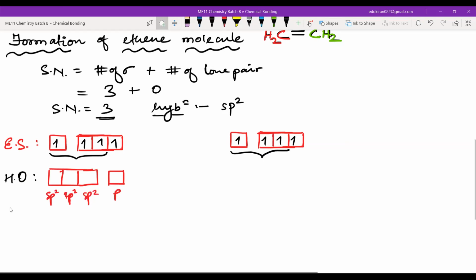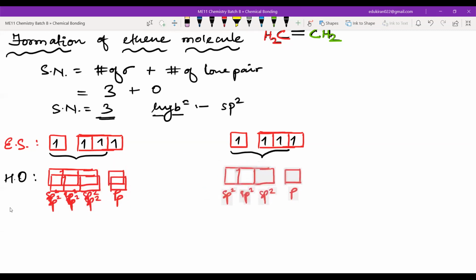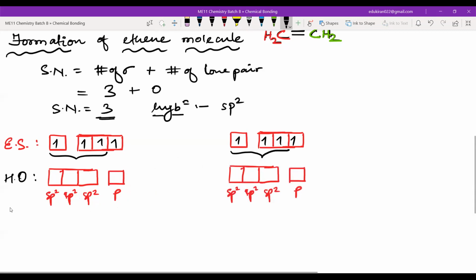Now similar will be the case for the green one. Let me select this and get this here. All of them have 1 electron each, whether it is a hybrid orbital or a pure orbital. Since this is a pure p orbital, I'm getting this down here. And similarly, I'm also getting this pure p down here.